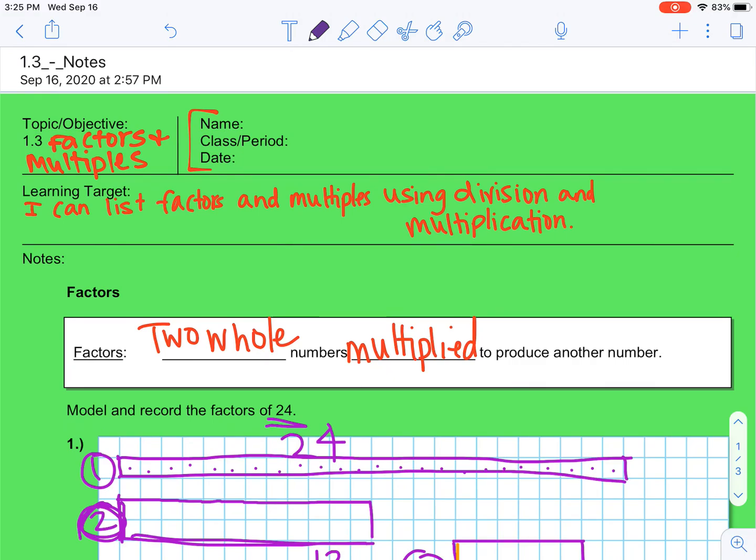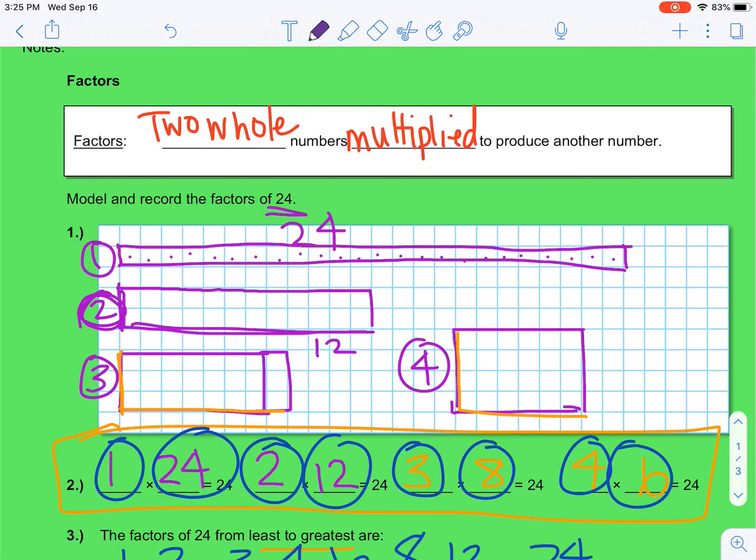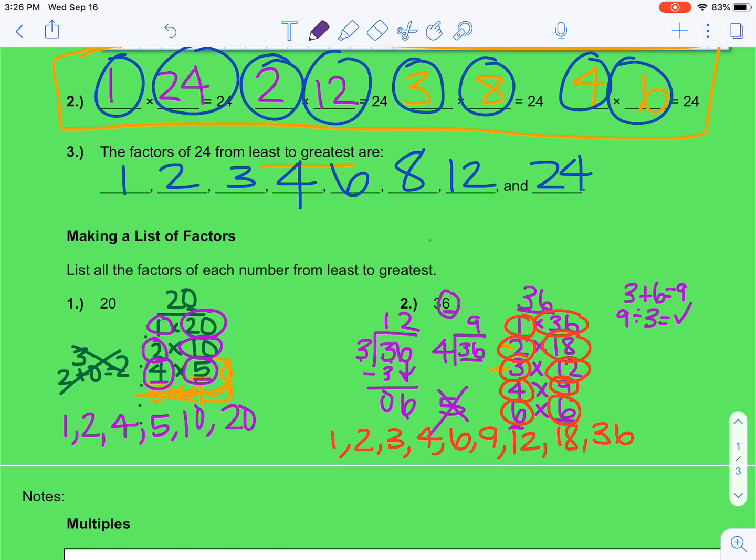So yesterday we talked about the first part of 1.3, which was all on factors. Today we are going to continue 1.3, but instead talk about multiples. So just a reminder, a factor is two whole numbers multiplied to produce another number. So we had to find our factors of certain numbers, and then we ended up making a list from least to greatest.